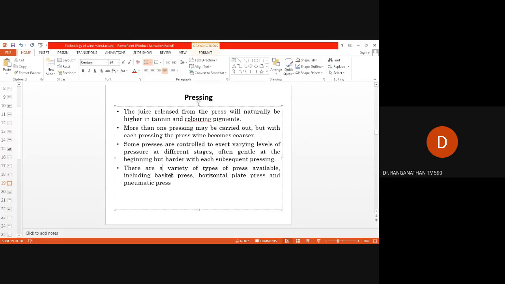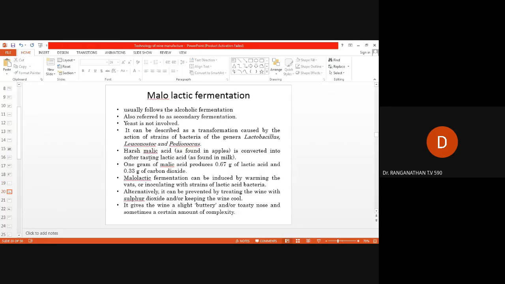Okay. So you can have a basket press, a horizontal press, or a pneumatic press. Now what we have done is we have got the alcohol along with the must. So this is the primary fermentation. After the primary fermentation, we have what is called the secondary fermentation, which is also called the malolactic fermentation. That is malic acid to lactic acid fermentation. In this case, yeast is not involved. The only change taking place here is an esterification process.